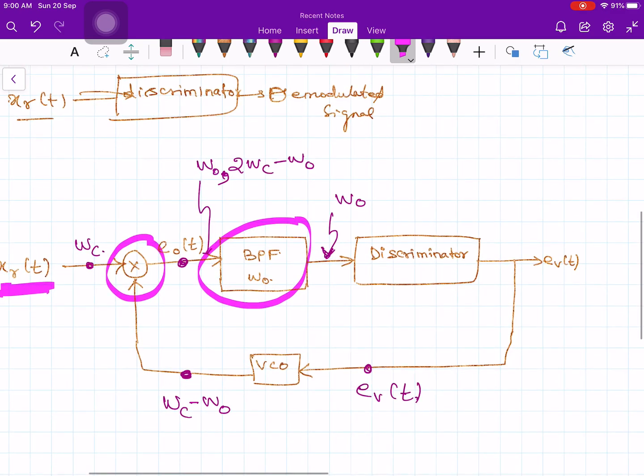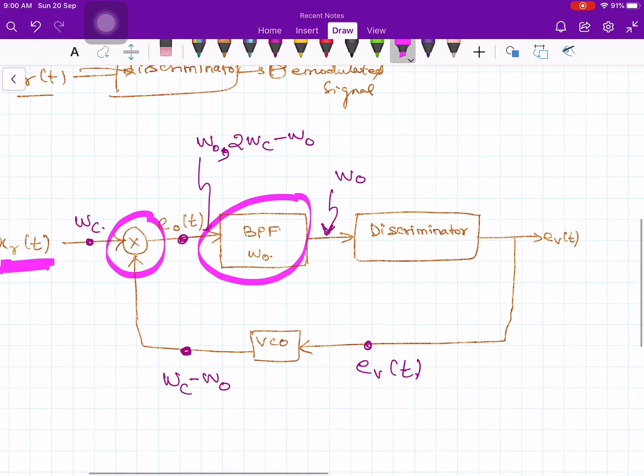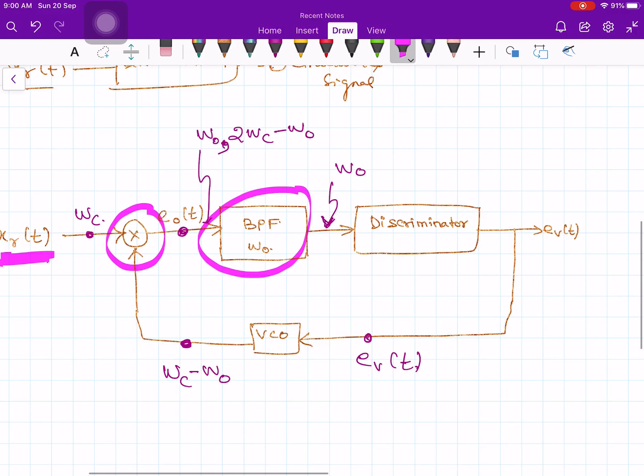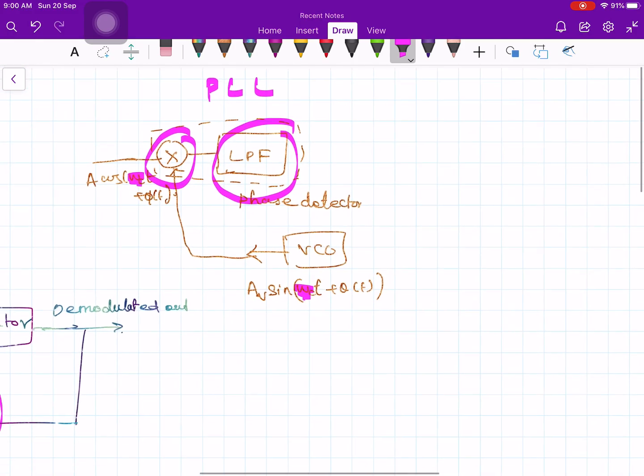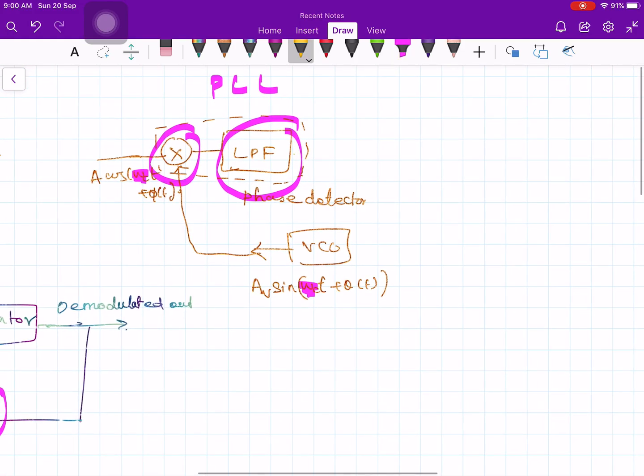This combination, low pass, this multiplier and band pass filter will act like a phase detector. But now with more or less we will do a very similar thing, except that the different signal will not be a baseband signal. In the previous case, the different signal will be a baseband signal. Okay, why is it a baseband signal?